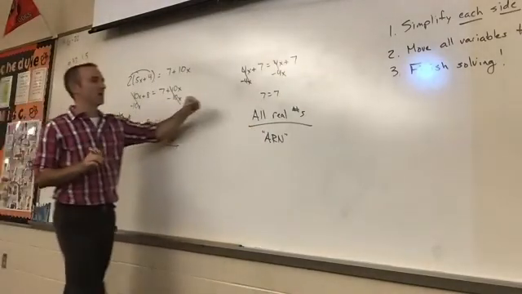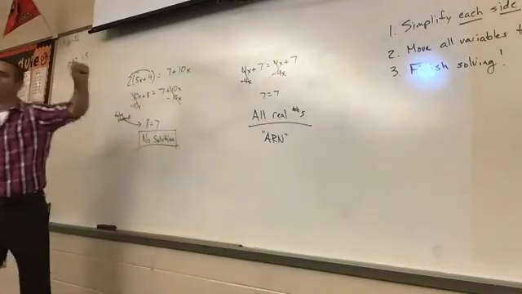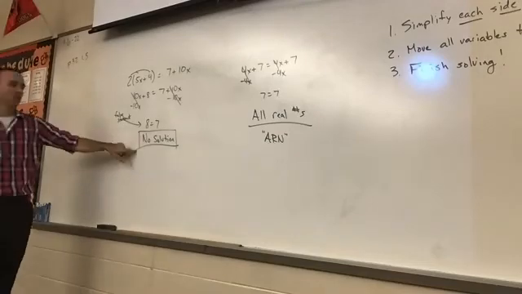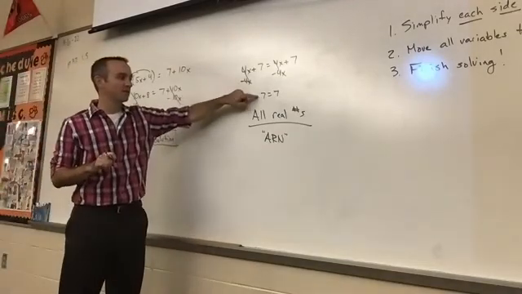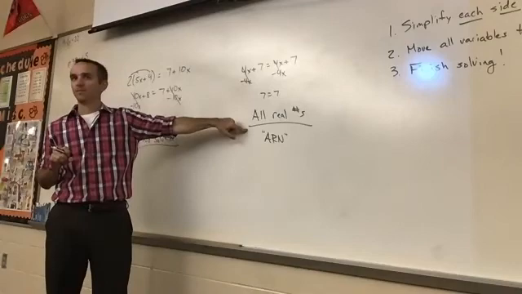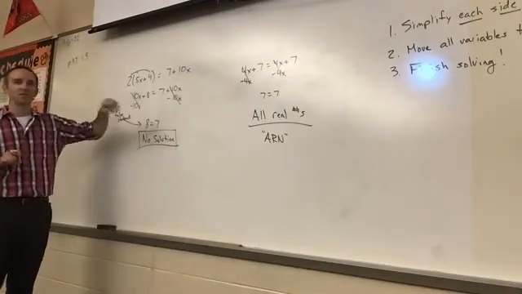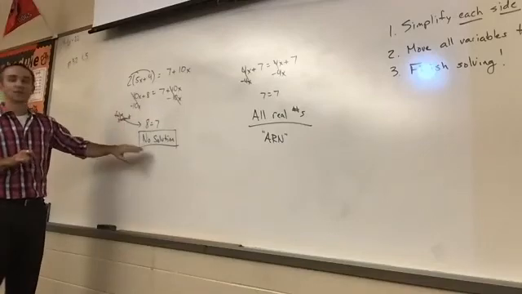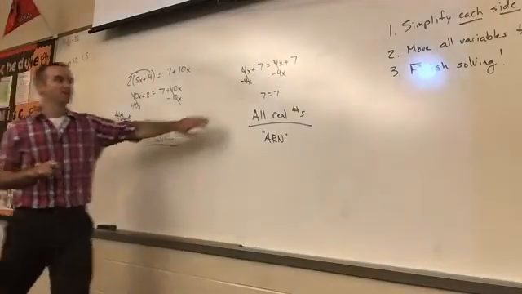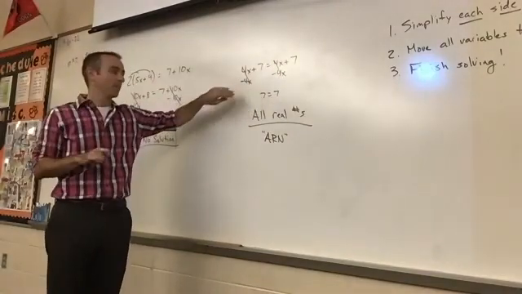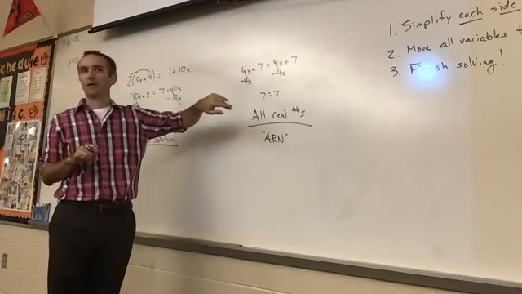So again, these are special situations. These only happen if the variables cancel each other out. If the variables cancel each other out and you have a false statement, it's no solution. If you have a true statement, it's all real numbers. Doesn't matter if that false statement is 8 is equal to 7 or 100 is equal to 0, as long as it's not true, it's no solution. This is 7 is equal to 7, 0 is equal to 0, -2 is equal to -2. It's all real numbers.